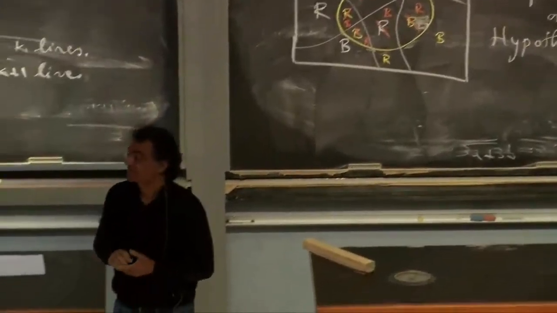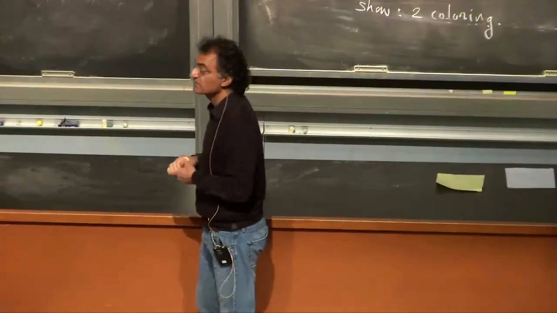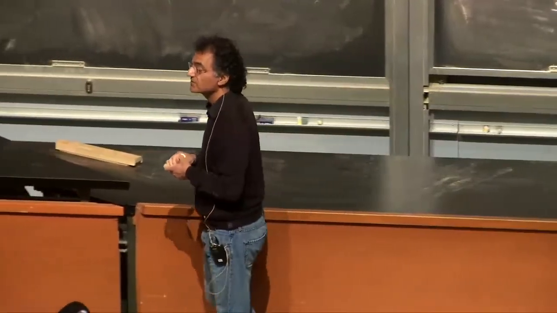Which part of this proof makes it work for any arbitrary k instead of just k equals 3?